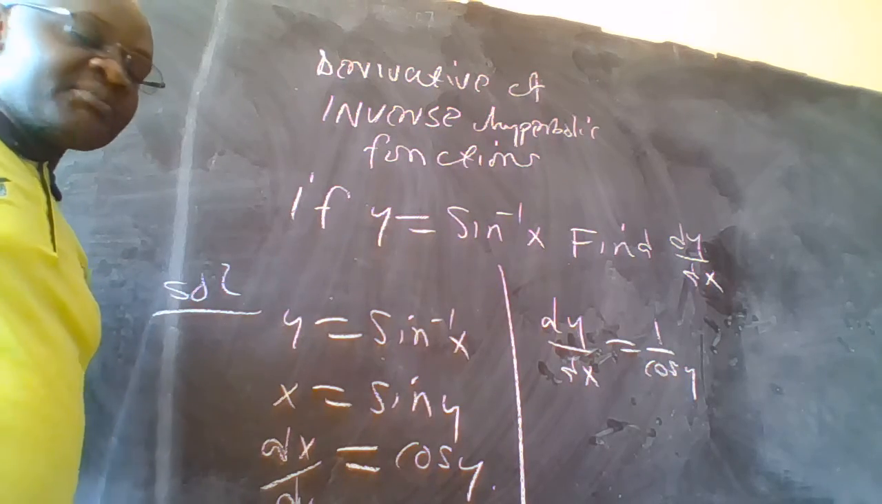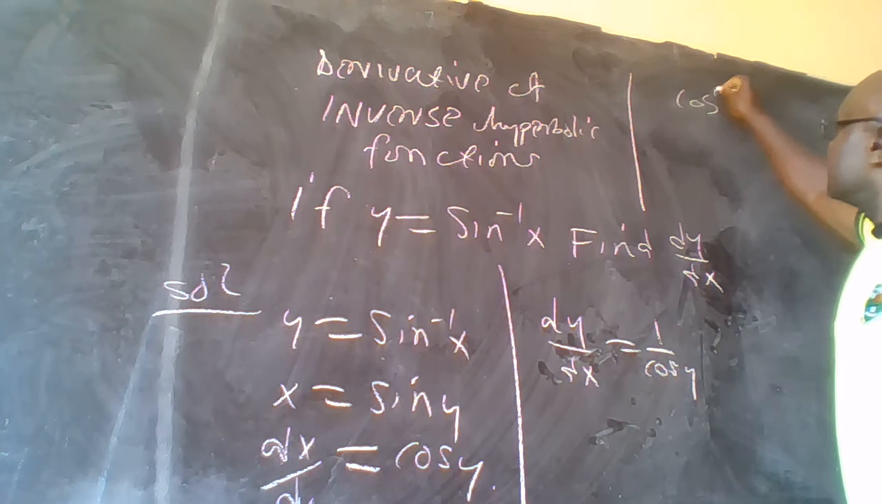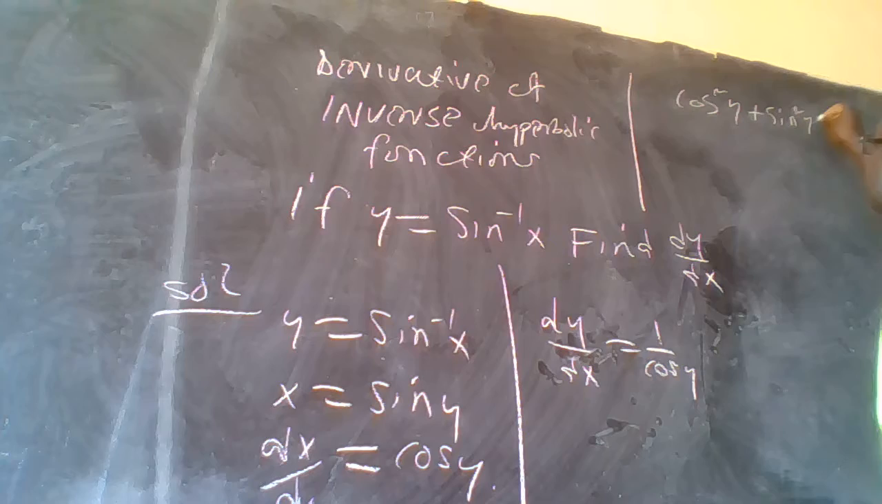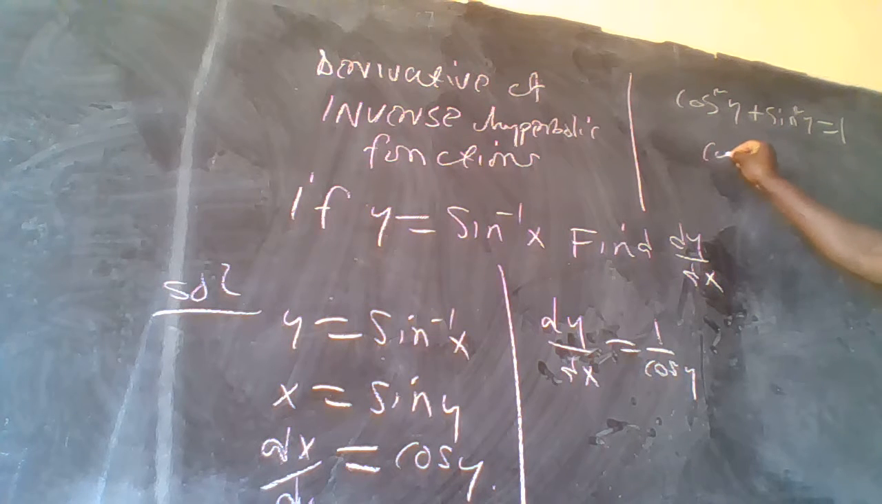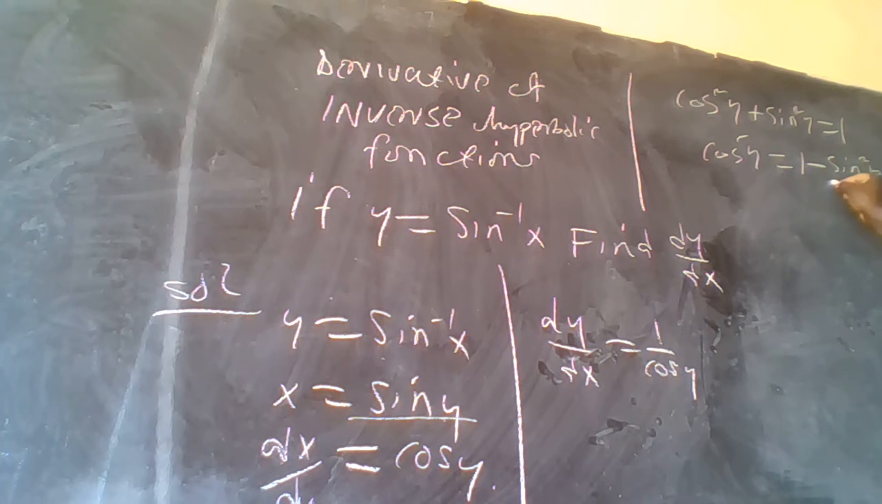Now, from the fundamental identity, we know that cosh squared y minus sinh squared y equals 1. Therefore, we want to express this cosh y in terms of sinh, so that cosh squared y then equals 1 plus sinh squared y. But here we are saying that x equals sinh y. Therefore, we replace this by x. So cosh squared y equals 1 plus x squared.